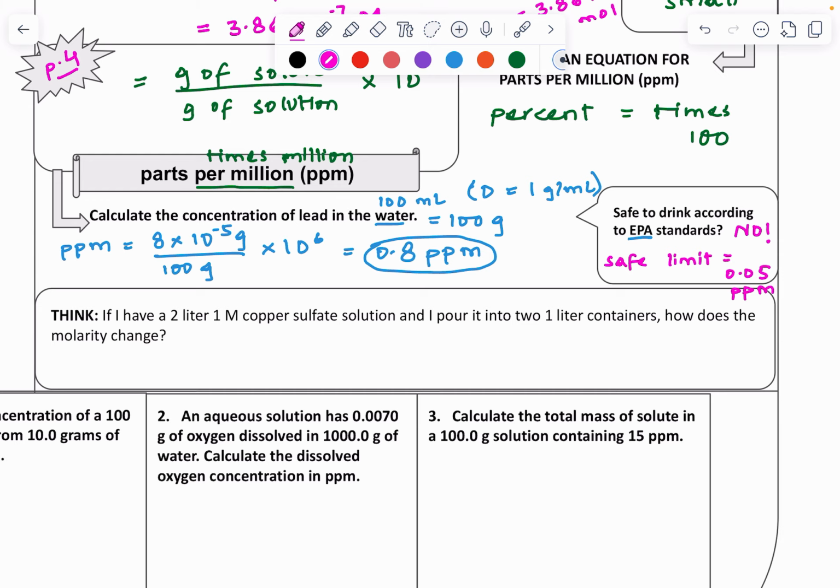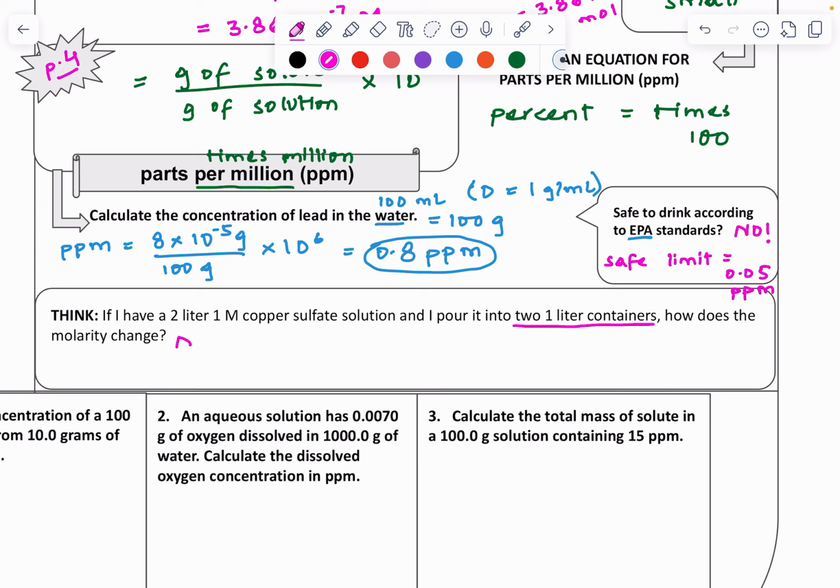So to wrap this up, imagine a scenario. You have a 1 molar copper sulfate solution in a 2-liter container. Then you take that solution and put it in 2 different containers, and now both of them have 1 liter. Will that change the molarity? Take a moment to think and respond.